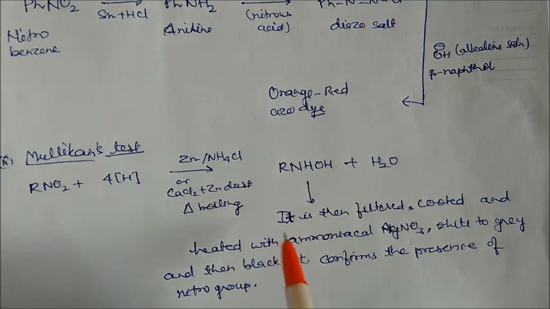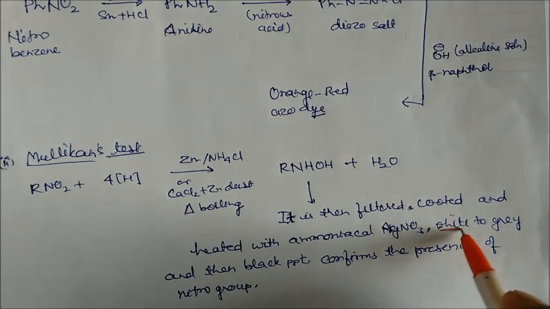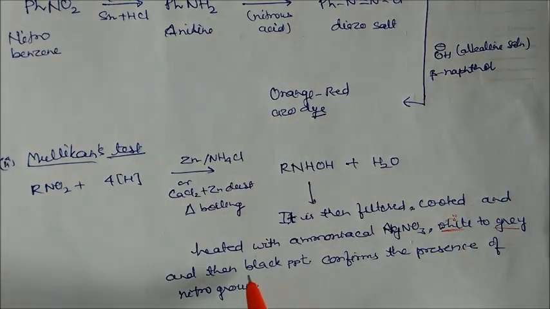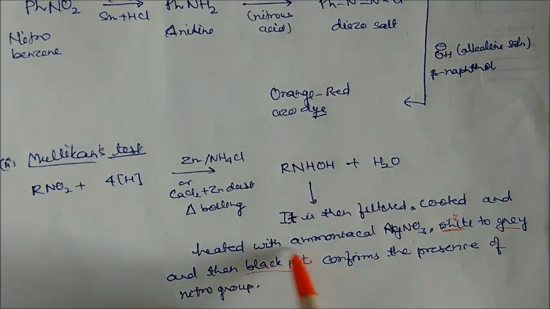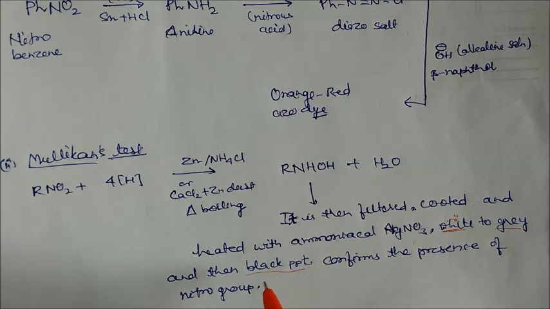So this product is then filtered, cooled, and heated with ammoniacal silver nitrate. This product will give you white, then gray on heating. First it will convert into white, then gray, then it will convert into a black precipitate. This will not change after heating. So you are getting a black precipitate for a long time. This confirms that this compound contains nitro group. So these are the different tests of nitrogen compounds.